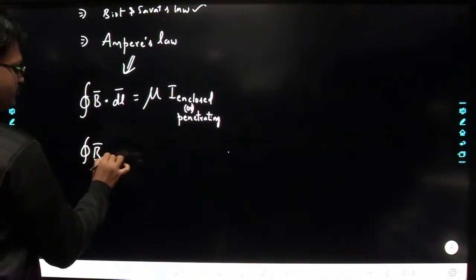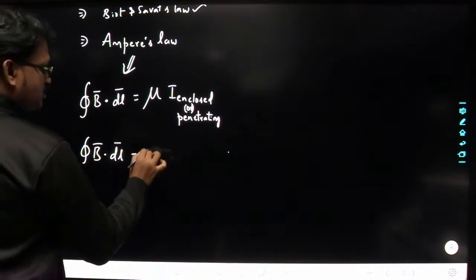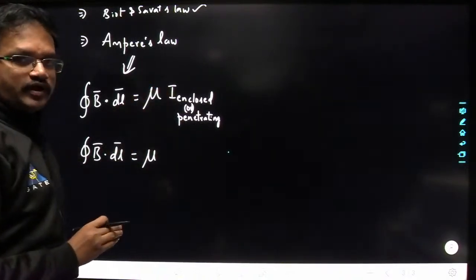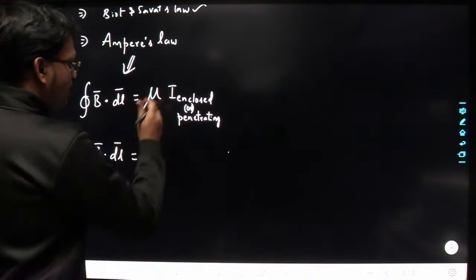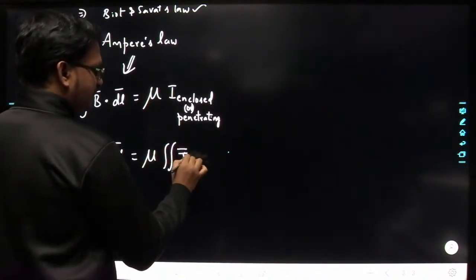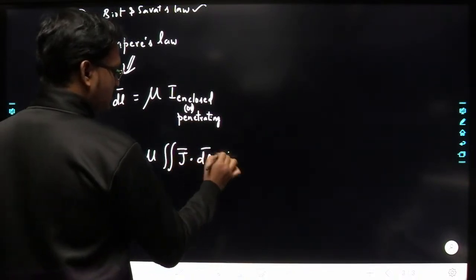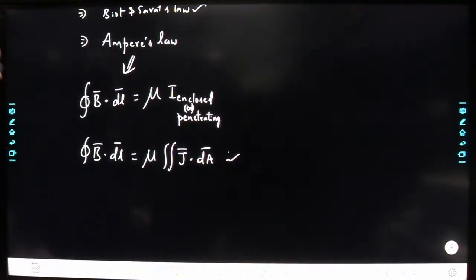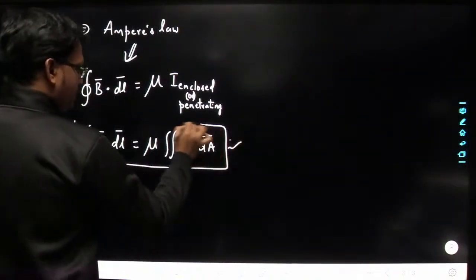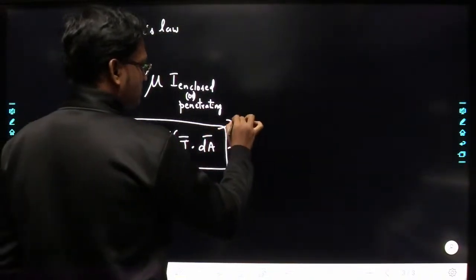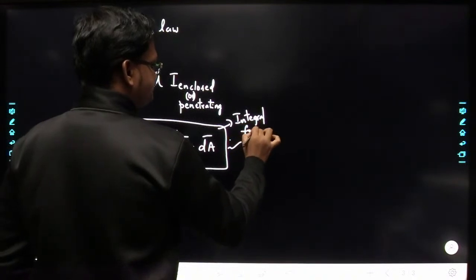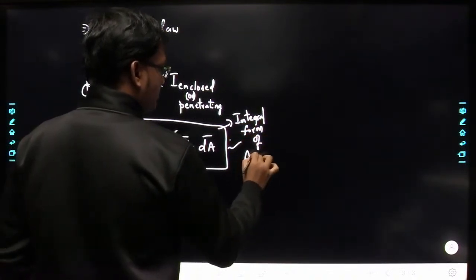So, the circulation of the B field around any closed loop is equal to mu times the current, which we have represented in terms of current density as a double integral of J bar dot dA bar. This we call the integral form of Ampere's law.